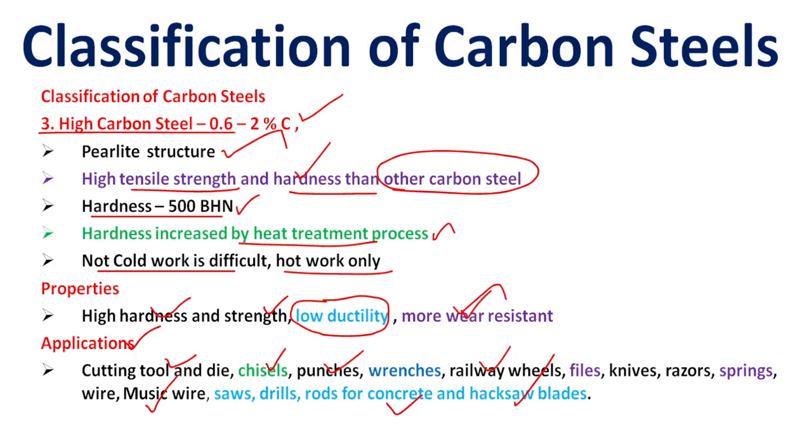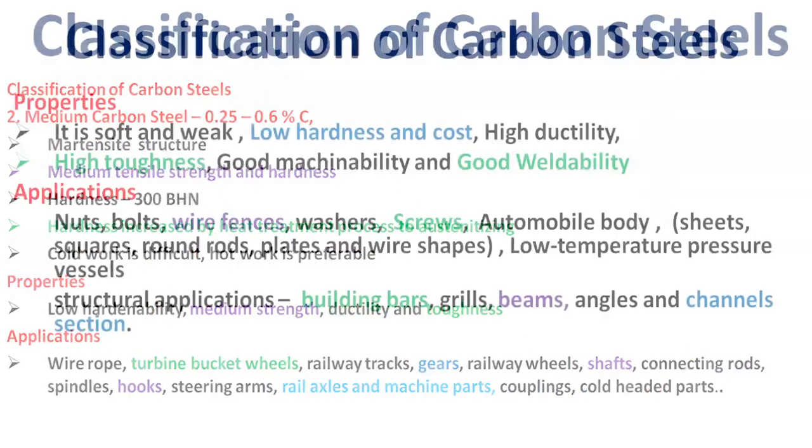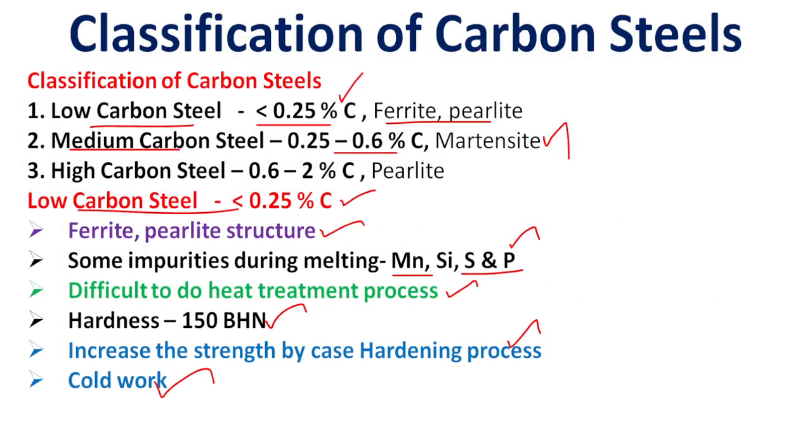In this process, carbon steels are classified into three categories: low carbon steel, medium carbon steel, and high carbon steel material. Low means the carbon content is less than 0.25 percent, medium carbon steel is 0.25 to 0.6, and high carbon steel is 0.6 to 2 percent carbon.